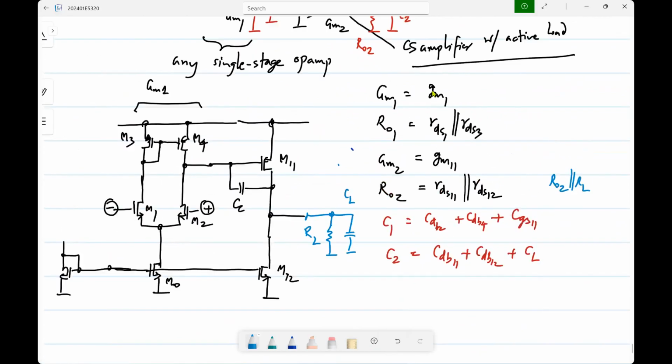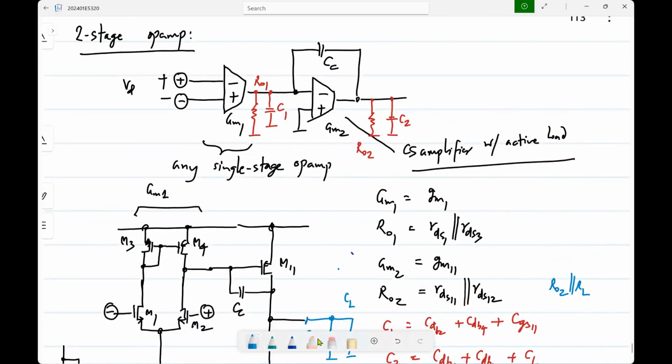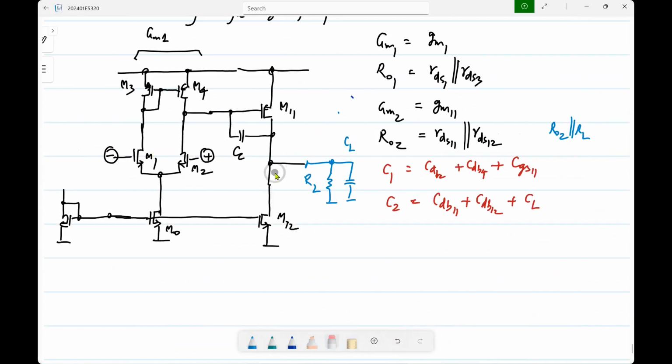So we know the transfer function of this op-amp, because we have analyzed this to death. What is the unity gain frequency of the op-amp by itself? Again, what matters in a feedback loop is the unity loop gain frequency. But the unity gain frequency here is basically GM1 by CC, as I just called it CC now.